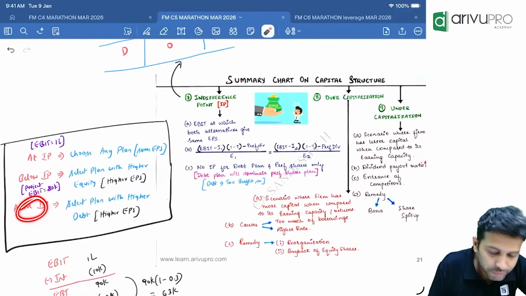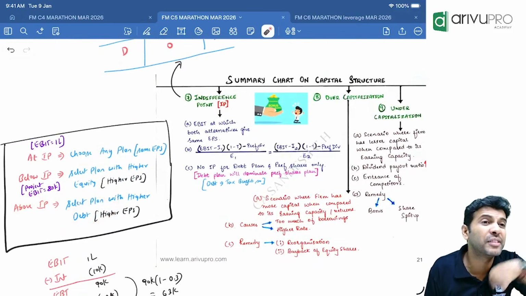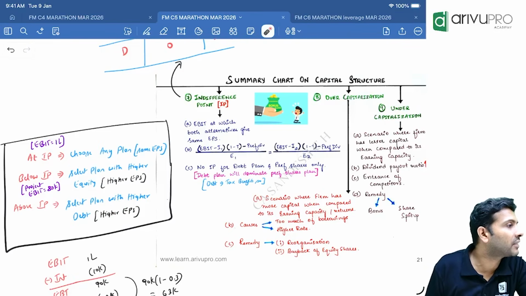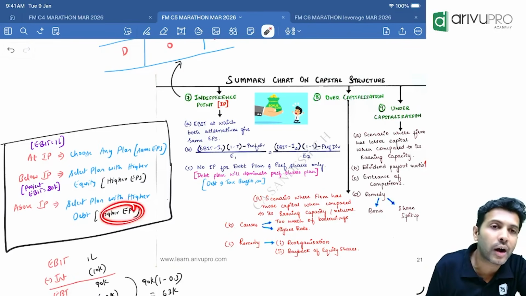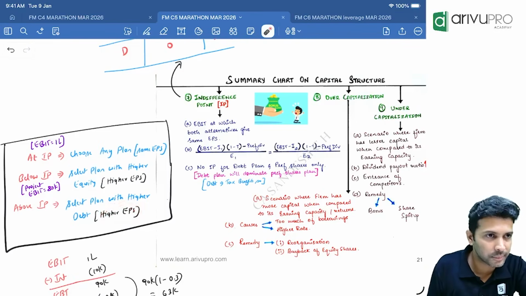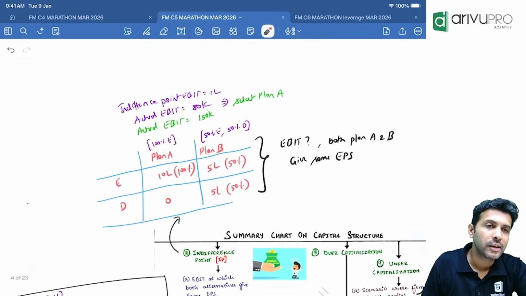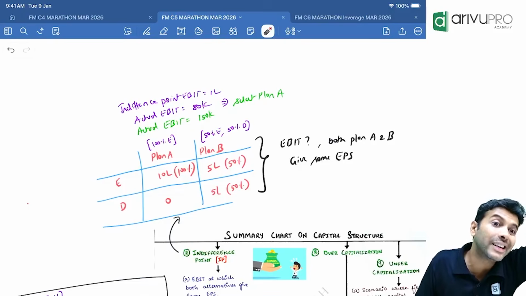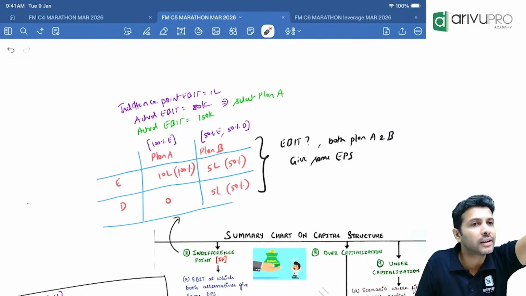That's the next point. When you are above the indifference point, you will always select that plan which is using higher debt, because that one will give you a higher EPS. That's the theory. Once again, call it out for me. Which scenario? Above the indifference point. Above the indifference point, select that plan which is using more debt, because that plan will give you higher EPS.